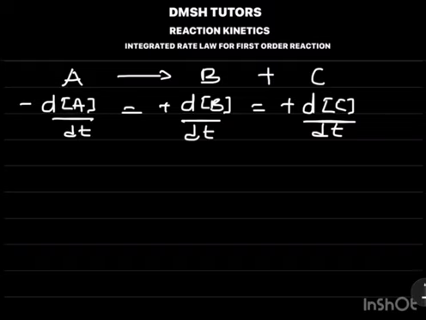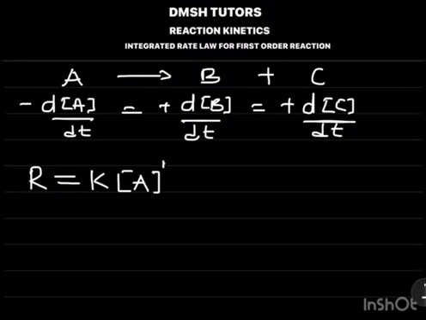But the rate law for this reaction can only be written this way. Since the rate law uses only the concentration of the reactant, let's assume this reaction has been experimentally found to be a first order reaction. It means that we have raised power 1 here.